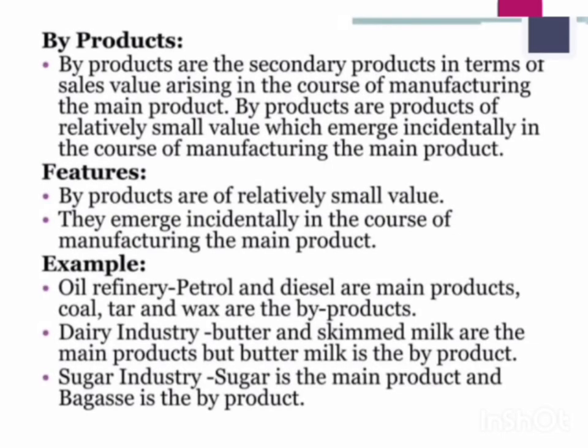Next comes byproducts. Byproducts are nothing but the secondary products generated during the production of the primary product. In short, we can say that it is an additional product that is derived during the course of production of the primary product. Features of byproducts are that they are relatively small in value and they emerge incidentally in the course of manufacturing the main product. For example, the aim of the oil refining process is to derive petrol and diesel, but additional products like coal, tar and wax can be obtained from the same process simultaneously. They are said to be the byproducts.